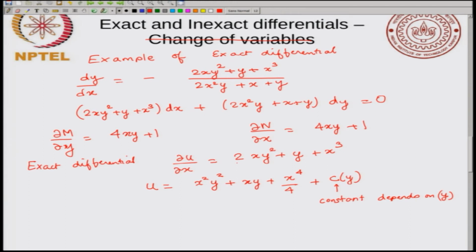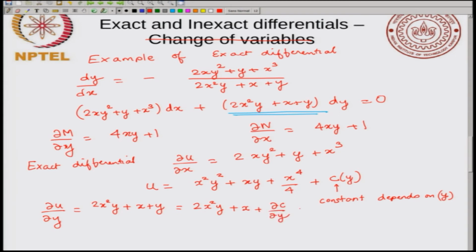Okay. Now, further you know that ∂u/∂y is equal to 2x²y plus x plus y, and this is from the differential equation from here. Okay. So, what can you say? Therefore, if I take ∂u/∂y here, then I will get 2x²y plus x plus ∂c/∂y.